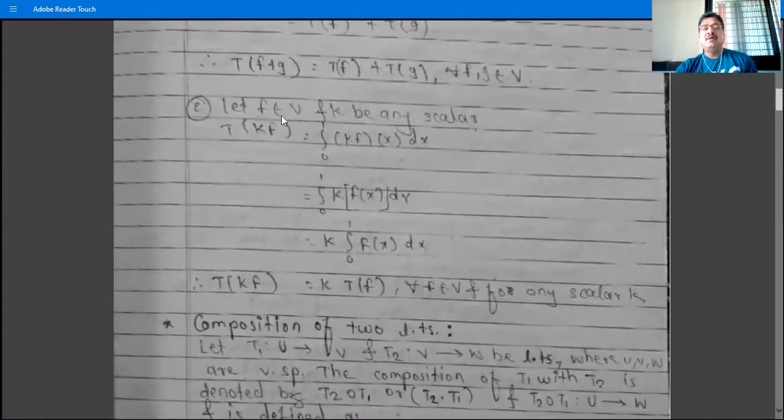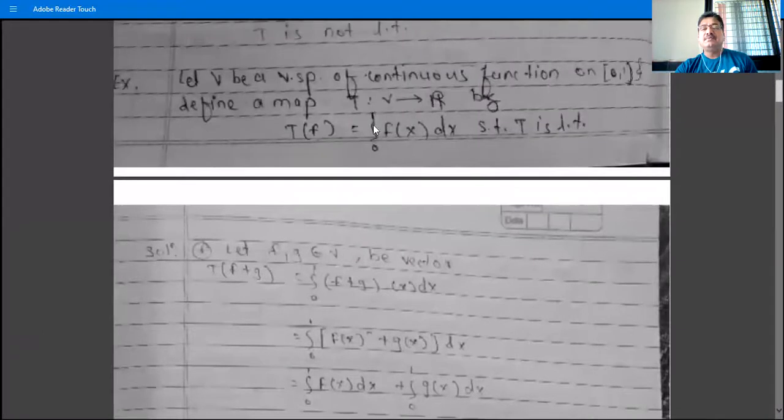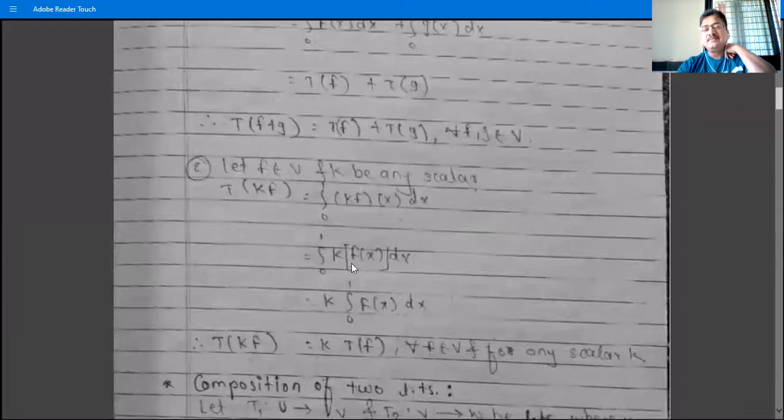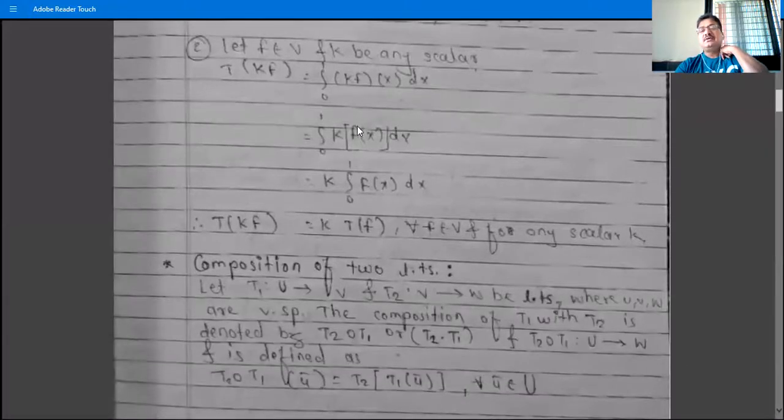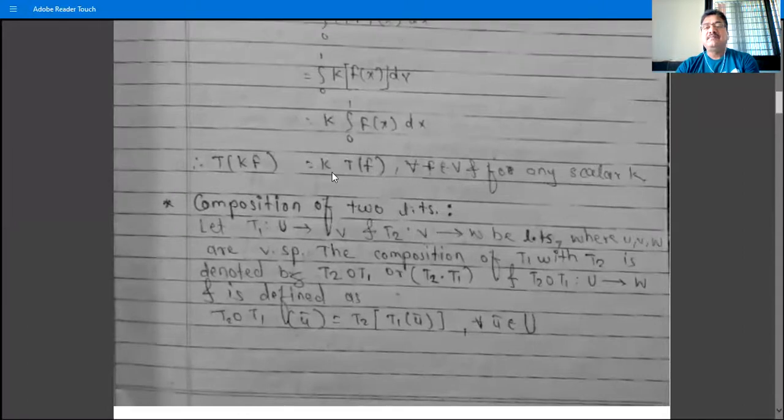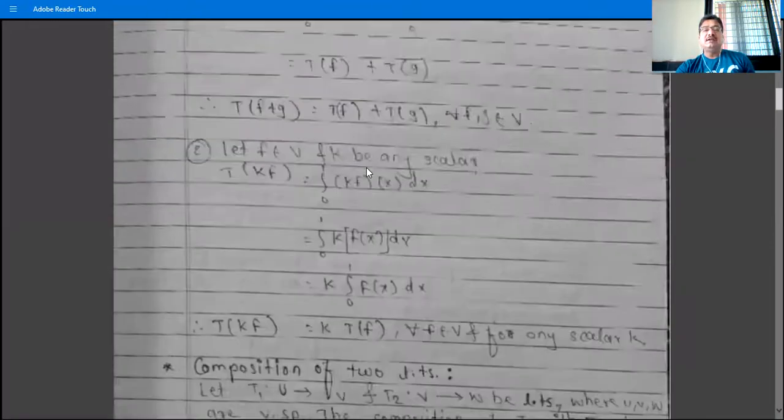Now f belongs to V and k is any scalar. Then what is T of kf? Just replace f by kf. So integration of (kf)(x) dx, and by using the definition of the function, it is k times f(x), and k is a constant. So by using the rule of integration, we take this k outside the integration. So we have k times integration from 0 to 1 of f(x) dx, and this is T f. So T of kf is k T f for all f belonging to V and for any scalar k, and therefore T is a linear transformation.